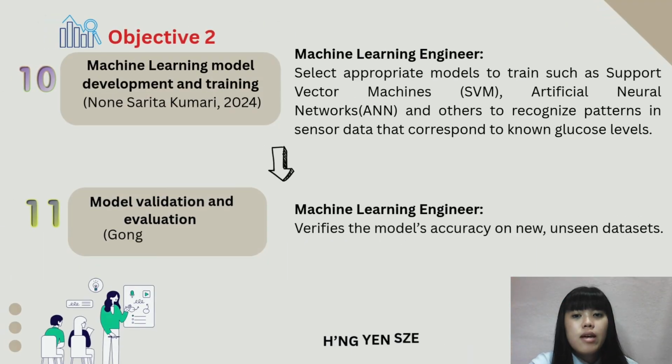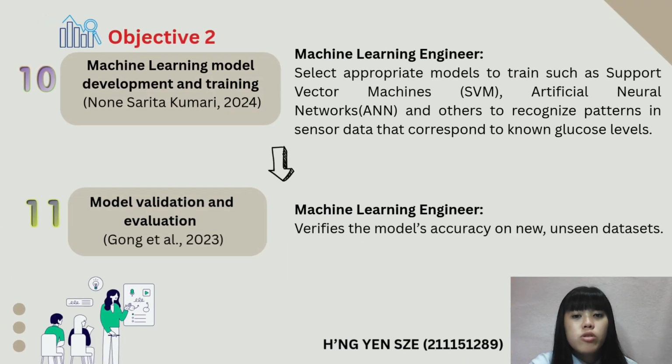The next step that achieves our objective 2 is machine learning model development and training, which is carried out by the machine learning engineer. The engineer will select the appropriate models to train, such as support vector machines, artificial neural networks, and others, to recognize the patterns in sensor data that correspond to the glucose level. The next stage involved is model validation and evaluation, which is carried out by the machine learning engineer. The engineer will verify the model accuracy on new and unseen datasets.